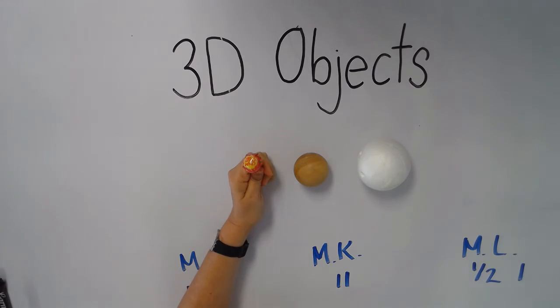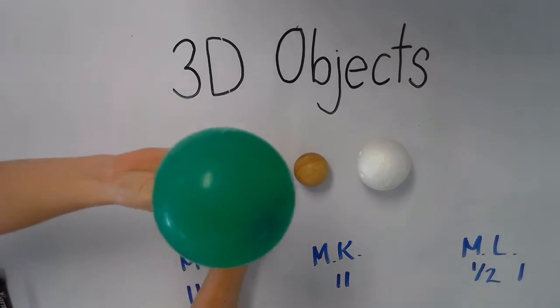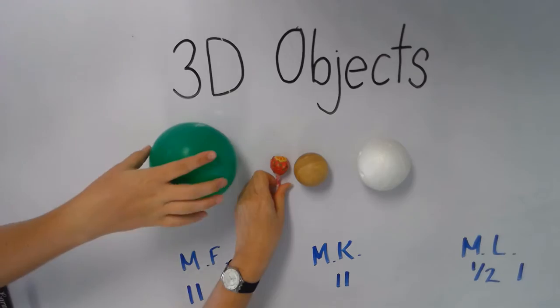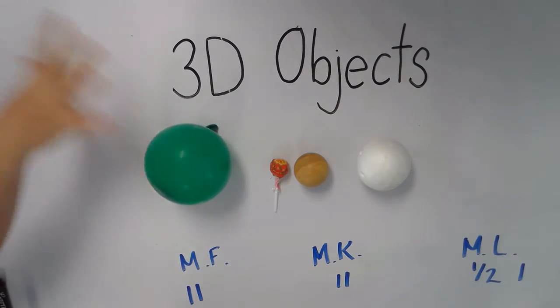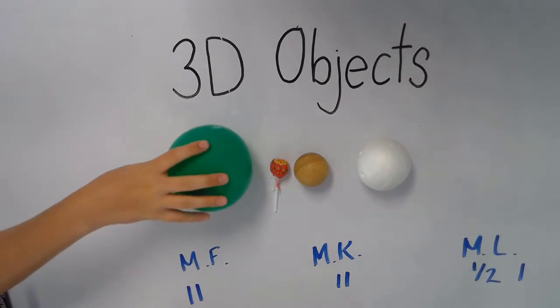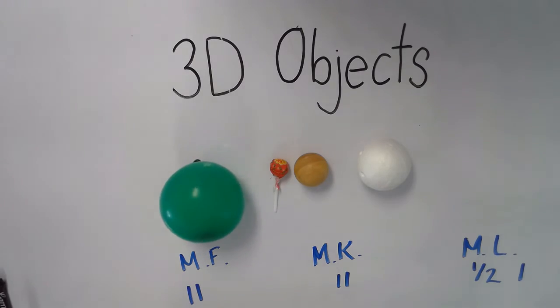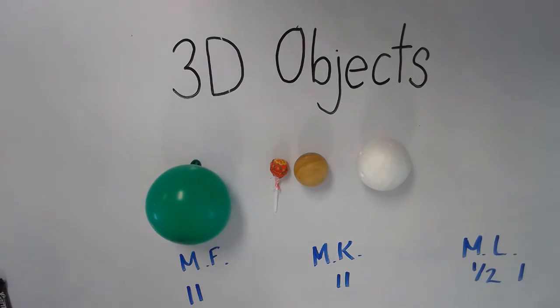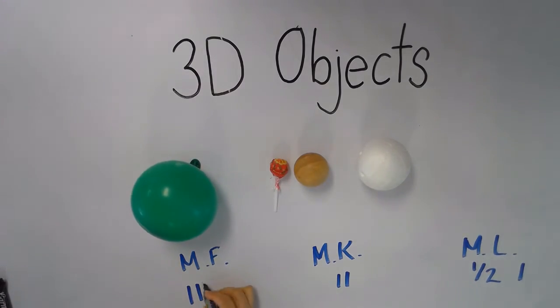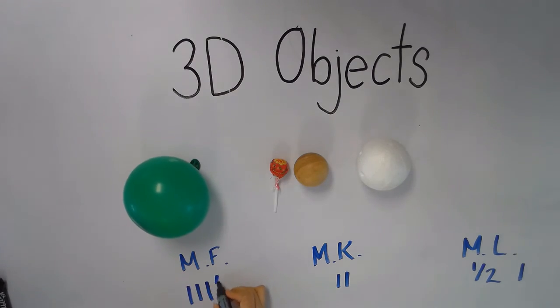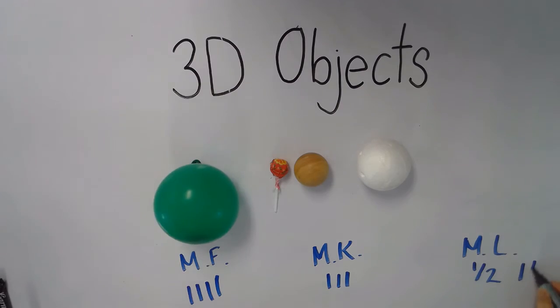Sure is. Miss Flanagan kind of cheated. I couldn't find a sphere, so I made my very own with a balloon. Oh, look at you. So my balloon also has one face, and it's a curved face, but no edges and no vertices. Miss Flanagan, I think you should get a bonus point for your creativity. Let's go 2 points. She's going to win. I'm in the lead.